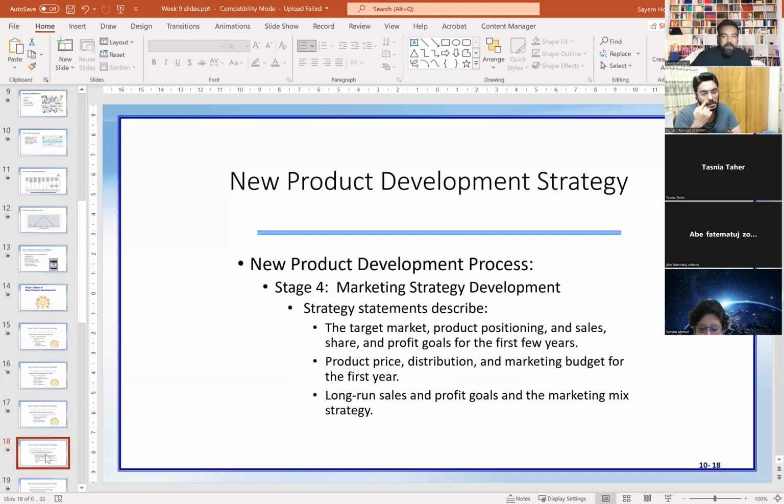Four, marketing strategy development. So strategy development is the stage where you think about the target market. Okay, so who is going to buy my product? I've got a great product idea. I'm thinking about product positioning, sales, share, profit. These are the things that you need to think about as well.